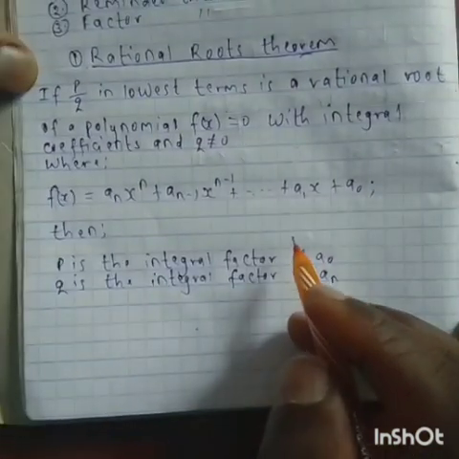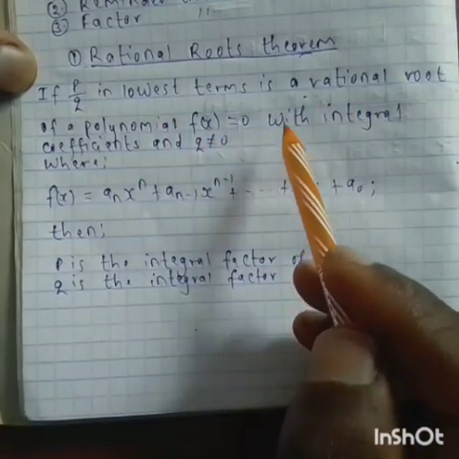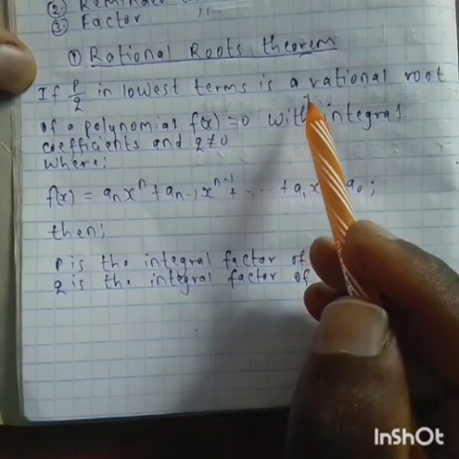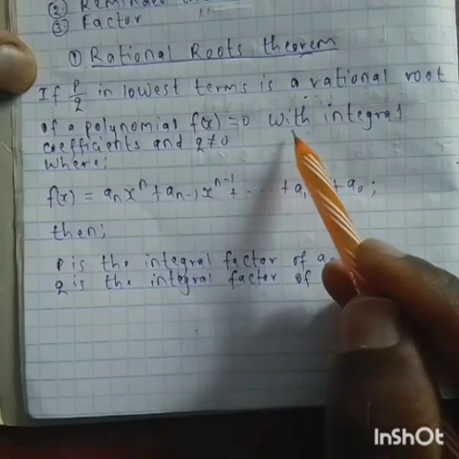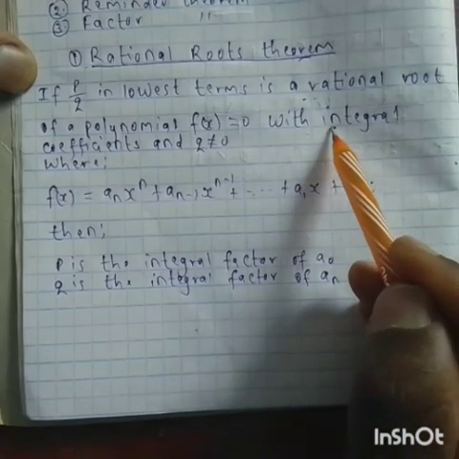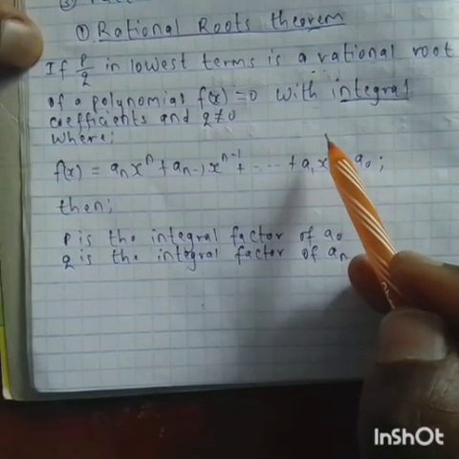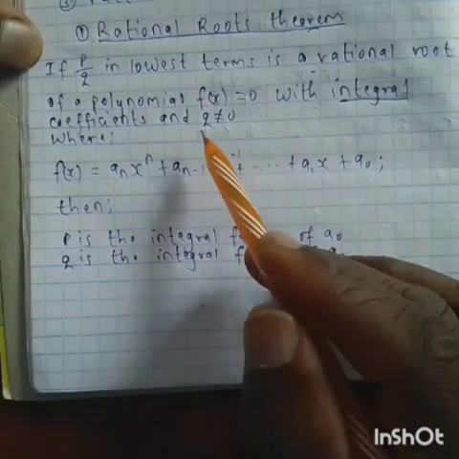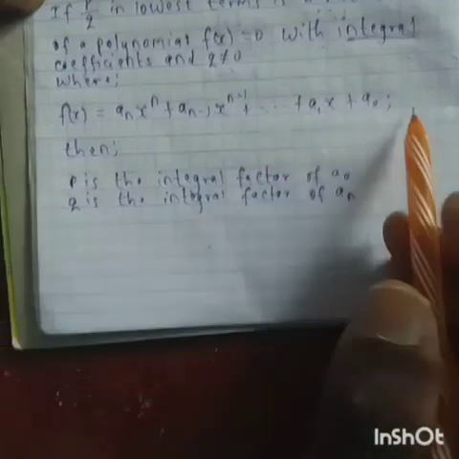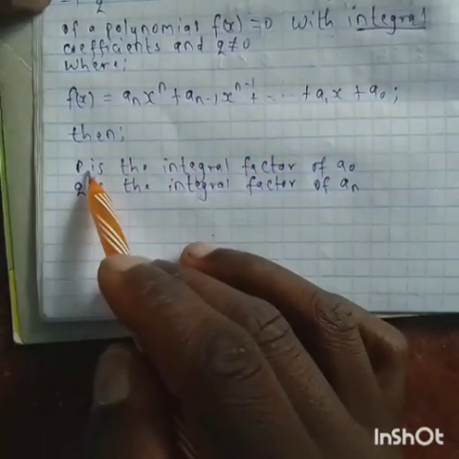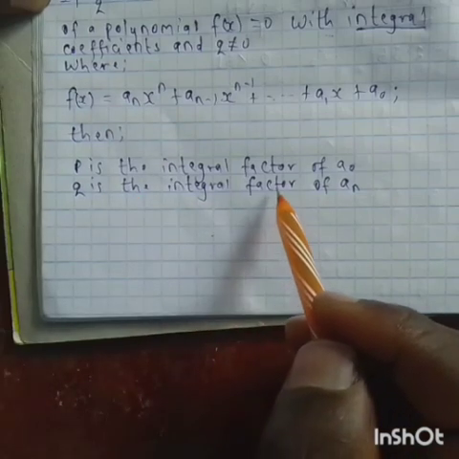So the conditions for this theorem to be applied: first of all, it is talking of a rational root, so you should have an understanding of what a rational number is. Then the polynomial equation should have integral coefficients, meaning integers, and q is not 0. Then in that case, p will be an integral factor of a0 and q will be an integral factor of an.